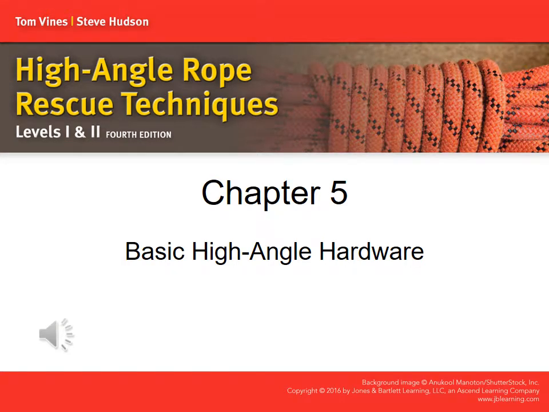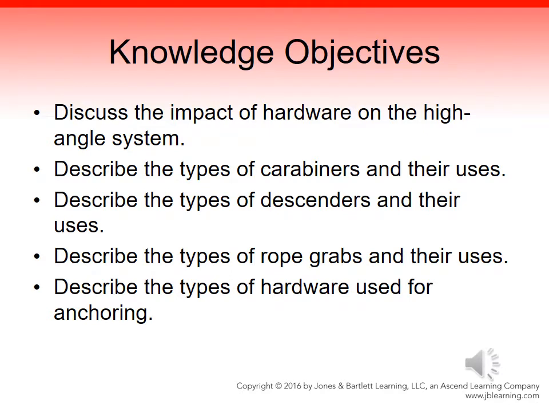Chapter 5, Basic High-Angle Hardware. In this presentation, we'll discuss the impact of hardware on the high-angle system, describe types of carabiners, describe the types of descenders, rope grabs, and other hardware used for anchoring. We'll identify hardware used in belay systems.